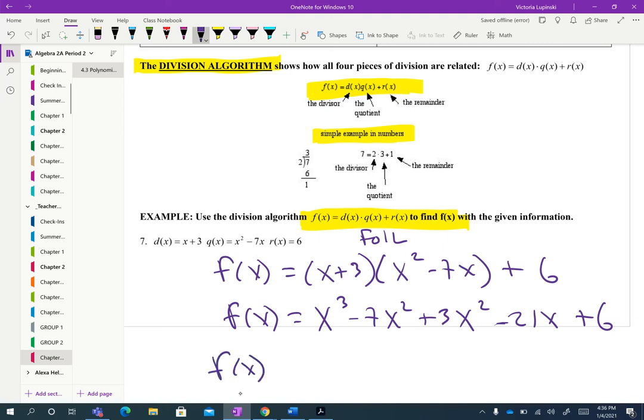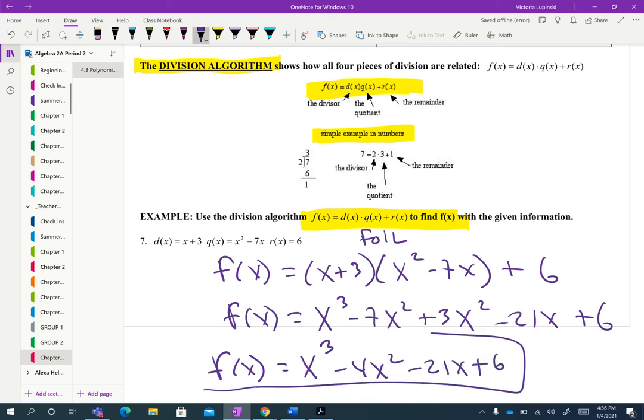If you simply combine all the like terms and put it in standard form, you're going to get that the original dividend was x to the third minus 4x squared minus 21x plus 6. Maybe a little bit easier than the other problems, but just as important.